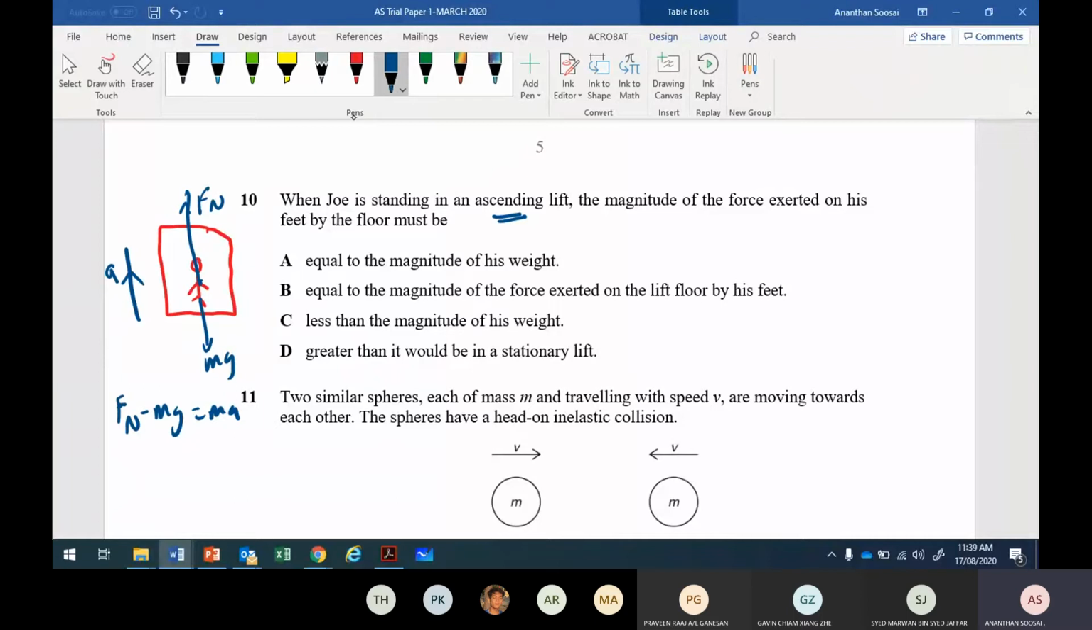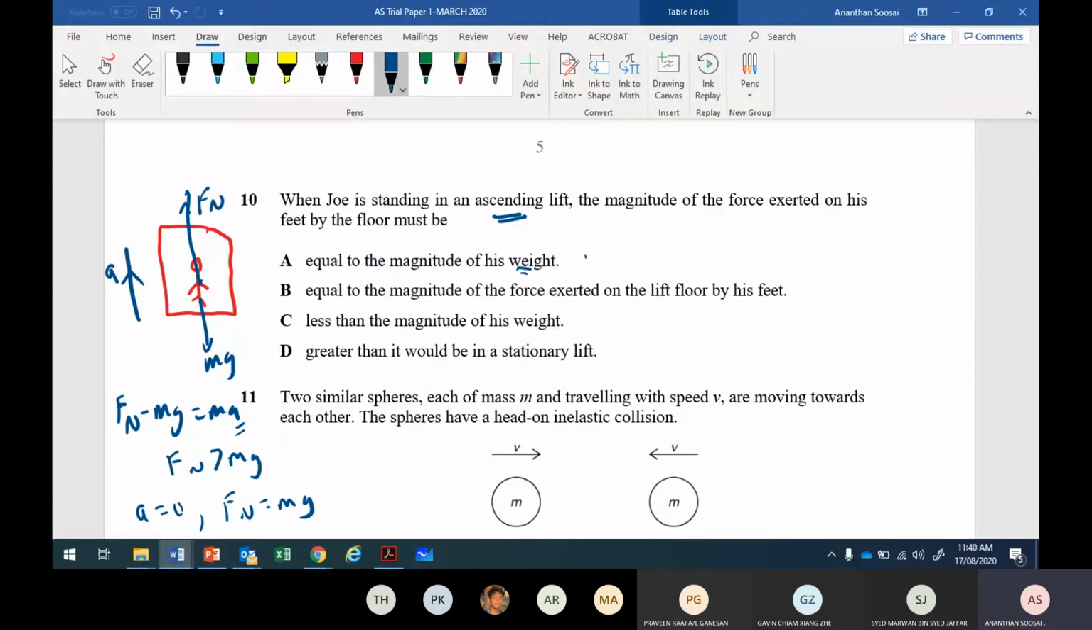If it's accelerating, then definitely the normal force is going to be greater than mg. If the acceleration is 0, then there is a possibility the normal force is equal to mg. These are the predictions we can make. So what is the best answer covering this idea? Equal in magnitude to the weight. Yes, A is not wrong, A is correct, but it's not explaining everything.